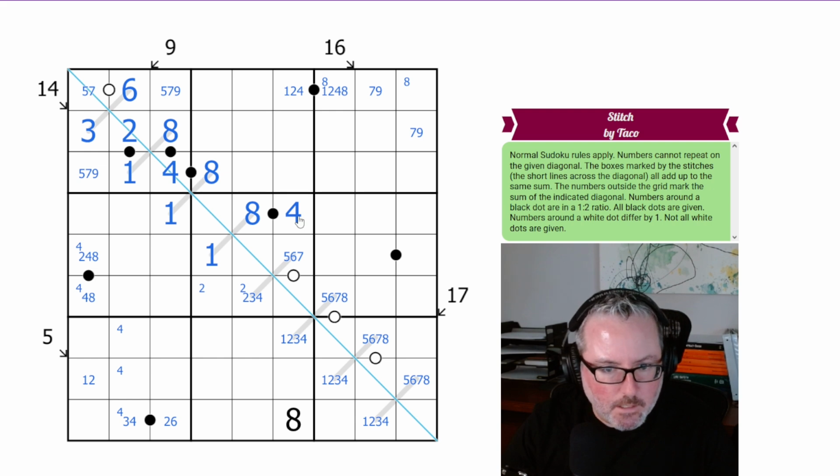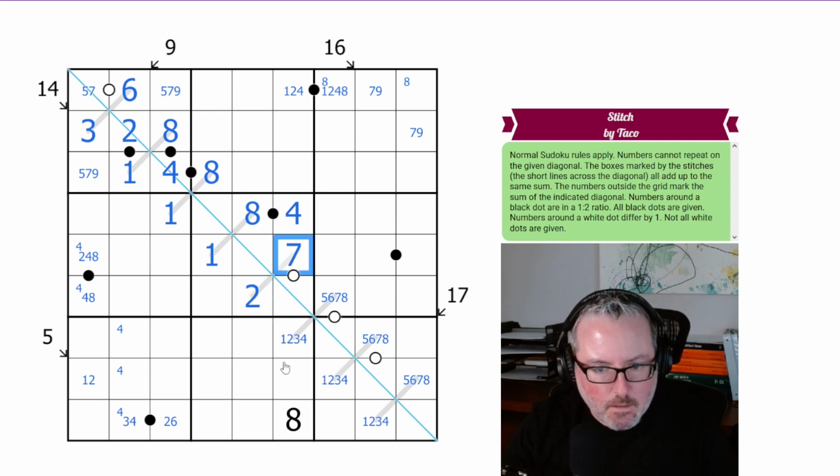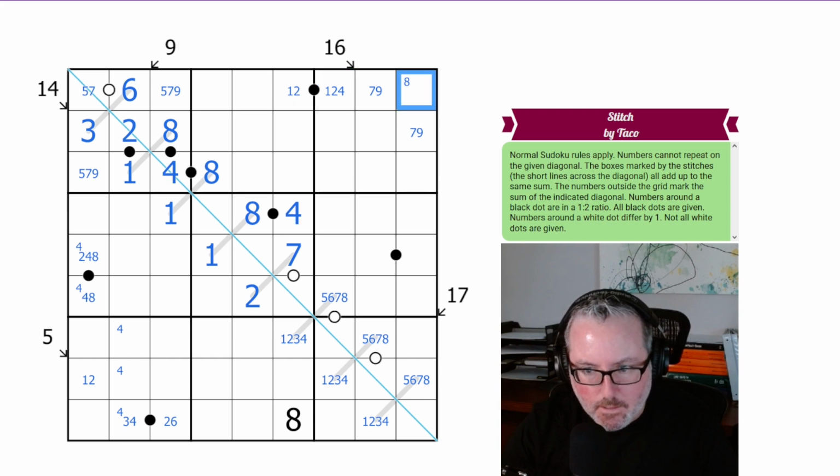Maybe I should look at our negatives. Is there anything negative constraint-wise that's working? Yes, there is. All black dots are given. This cannot be a 2, so that has to go away, which means this is the only opportunity of a 2, which means this has to be a 7. There we go. It's a little something. This can't be a 4, I just noticed from that, so this can't be an 8, which means we have our 8 up here.